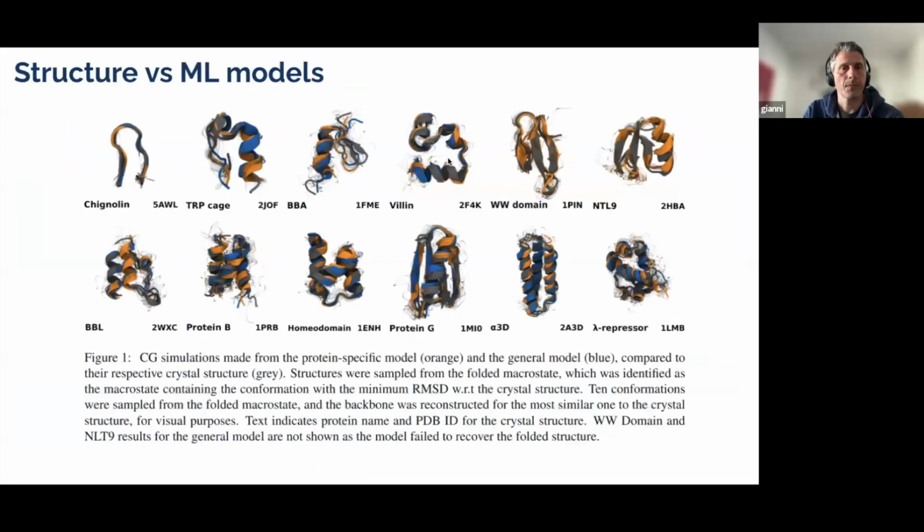And then we trained this model through force matching, and actually we could get models which would fold most, if not all, of these proteins. Here, remember, the gray is the crystal structure. The orange is the model that is trained only on these data sets, while the blue is a model that is trained on the entire data set, and it can actually fold everything.